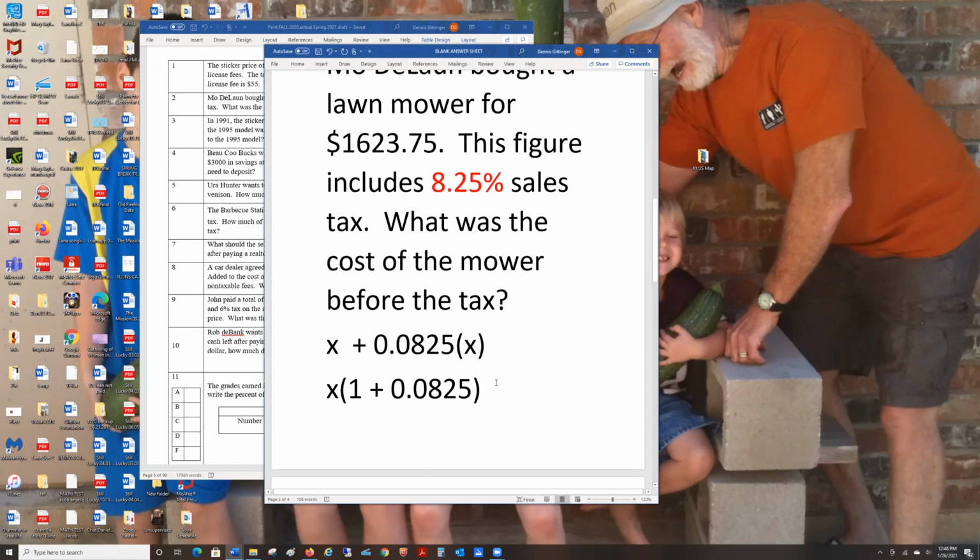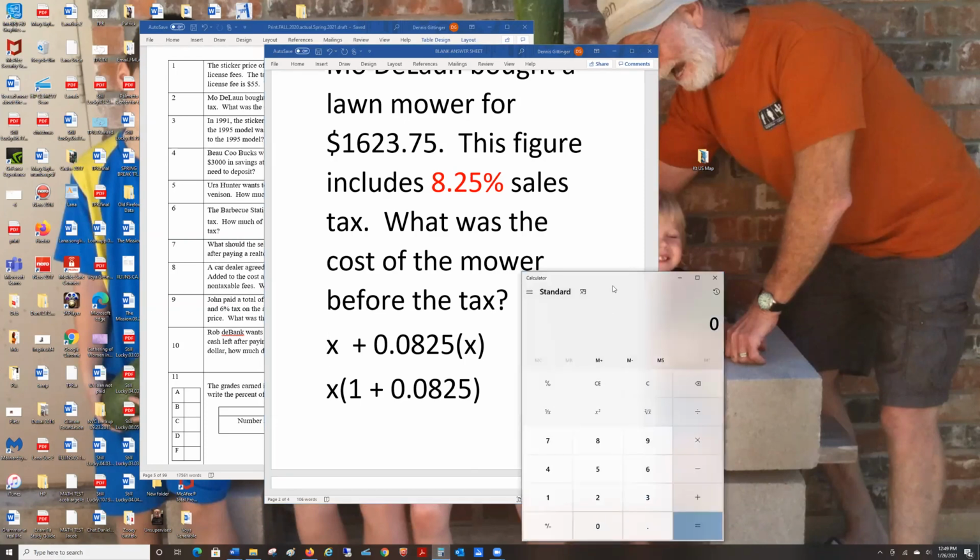Now here is, whether or not you remember factoring, the kind of factoring where you have an X here and an X here, you can factor out the X. X times 1 is X, so this X here is actually 1X. And just like 1X plus 3X is 4X, well, 1X plus 0.0825X, believe it or not, you have to add 1 to 0.0825.